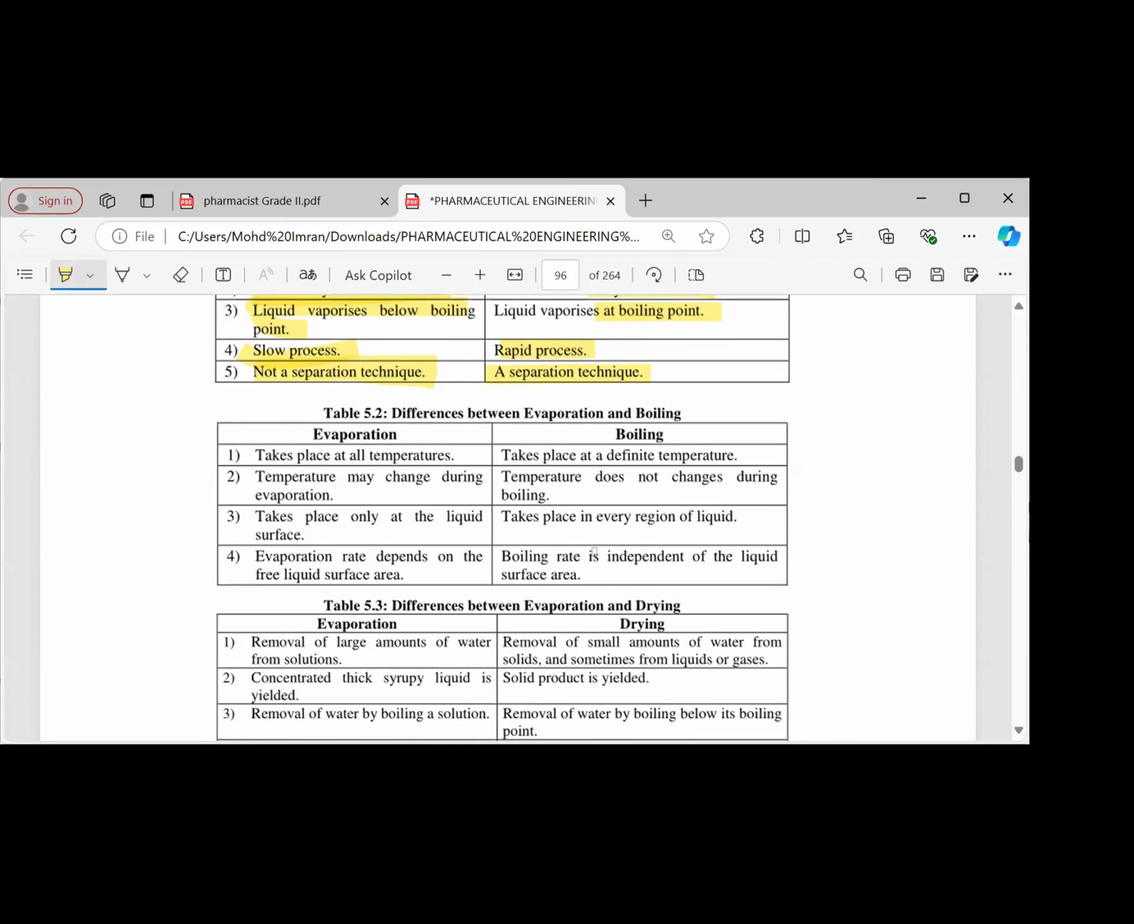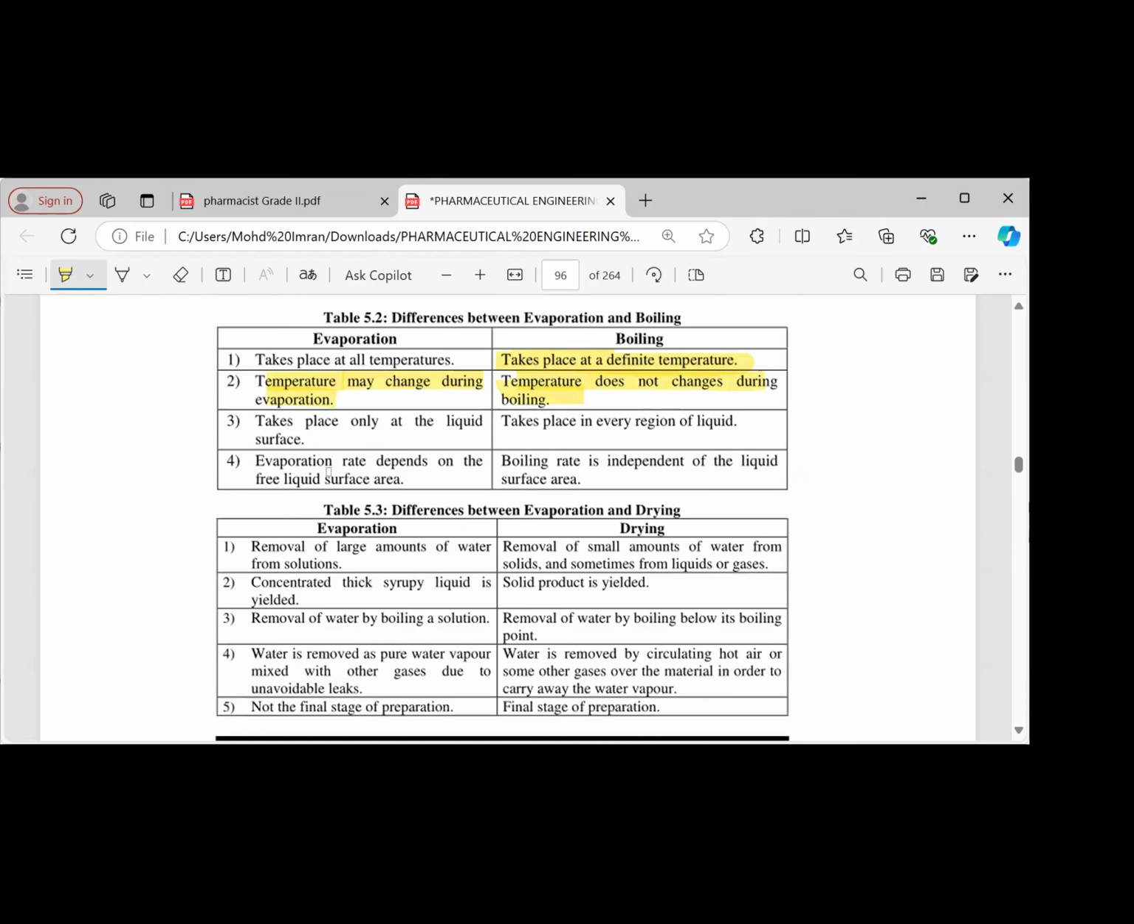Compare evaporation with boiling. Evaporation takes place at all temperatures, but boiling takes place at a definite boiling temperature only, the boiling point only. Temperature may change during evaporation, it cools because of the vapors, but temperature does not change during boiling. Evaporation takes place only at the liquid surface. The point we discussed earlier: here the entire liquid boils.